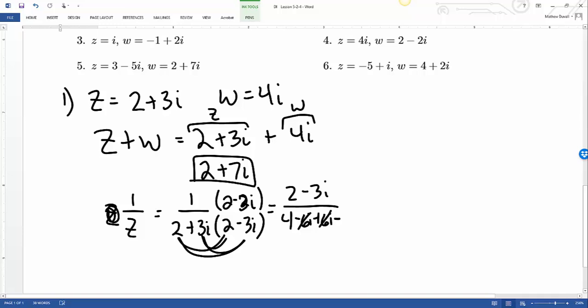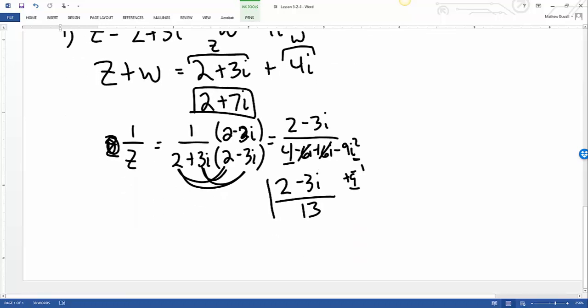And then minus 9i squared. i squared is negative 1. So negative 9 times negative 1 is plus 9. So that's 2 minus 3i over, so 4 plus 9 is 13. Now, we want to write it in the form a plus bi. So we just need to break up that fraction. So you're going to get 2 over 13 minus 3 over 13 i.